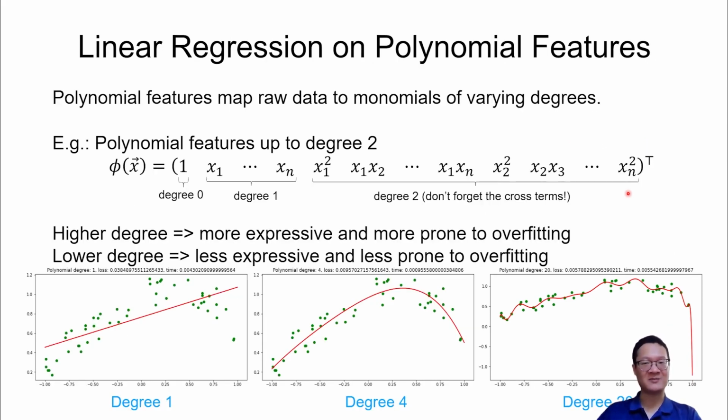One common example that we looked at was the polynomial features of degree up to 2, and this was the expression. So don't forget the cross terms. With higher degree, we have a more expressive model, which is more prone to overfitting. And the lower degree means less expressive and less prone to overfitting. But we could get into underfitting in the first case, for example.